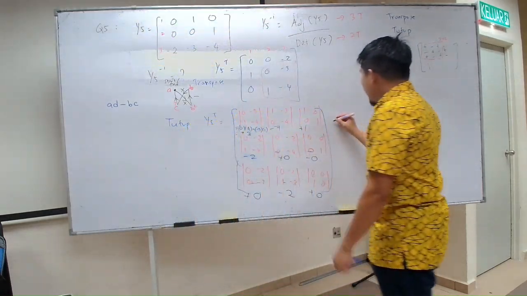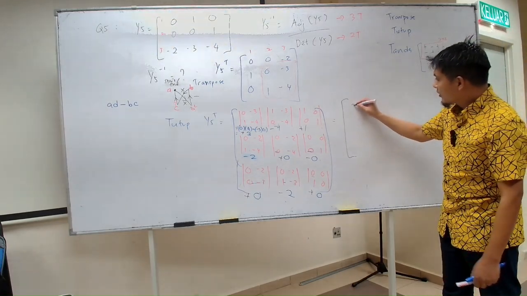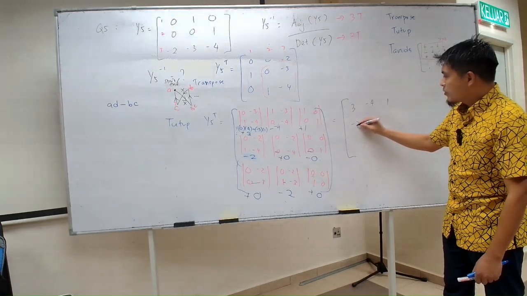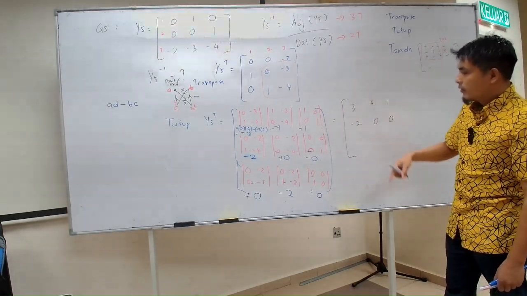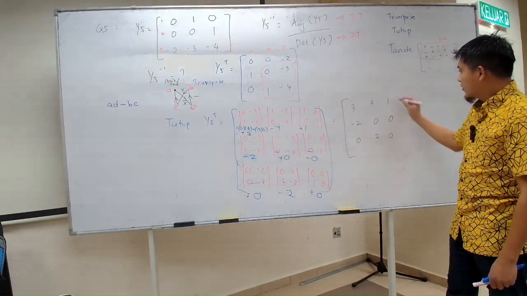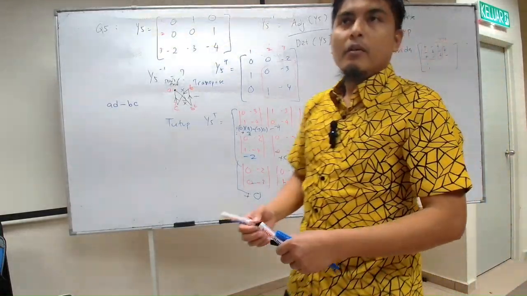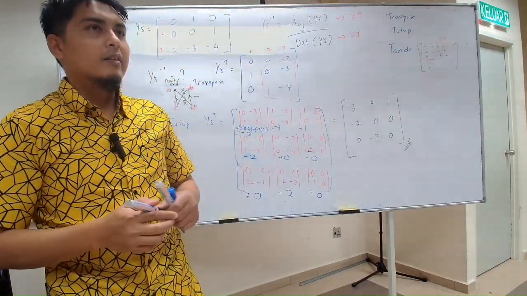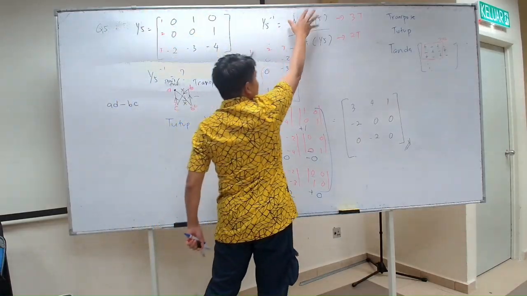And finally, your adjoint answer is 3, negative 4, 1, negative 2, 0, 0, 0, negative 2, and 0. So this is your adjoint of Y5. Okay. So we just completed the first part, the adjoint.